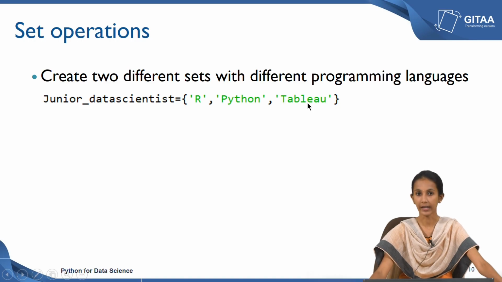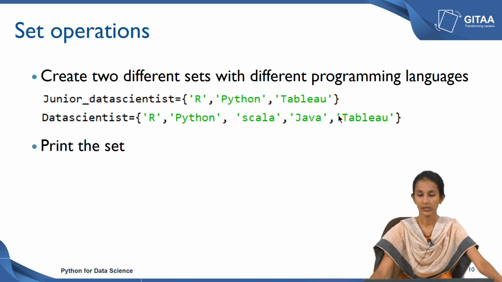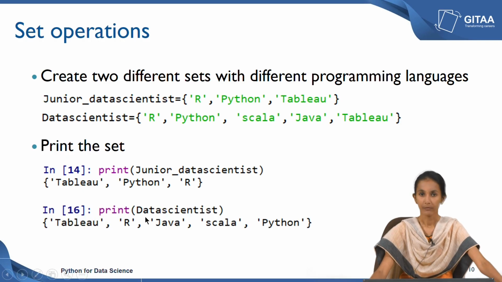Similarly, we will create another set, data_scientist, which has the programming languages R, Python, Scala, Java and Tableau. When you print the set, it is printed with the values Tableau, Python and R. We gave R, Python and Tableau, but the output printed is Tableau, Python and R, so it is not ordered in the same way. It is unordered. When we print data_scientist, Tableau, R, Java, Scala and Python are the programming languages we have defined in data_scientist.